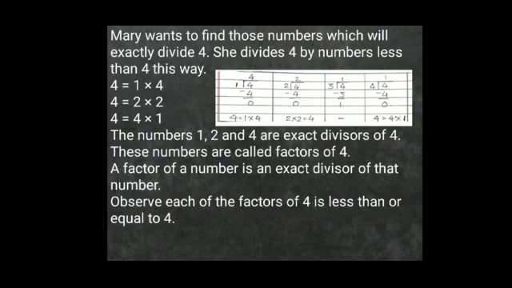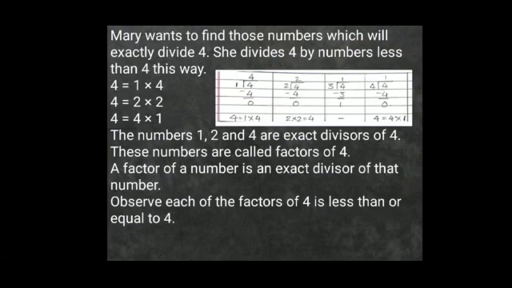Mary wants to find those numbers which will exactly divide 4. So, she decides to divide 4 by the numbers less than 4. In the first and second cases, you can see that she has divided 4 by 1 and 2 respectively, getting the quotients 4 and 2, leaving no remainder, that is, remainder as 0.